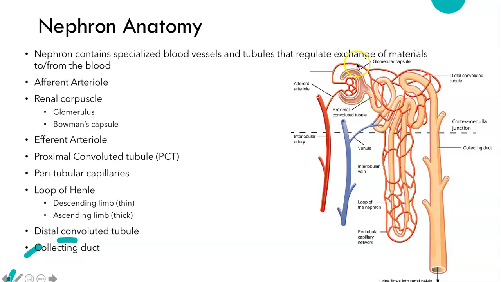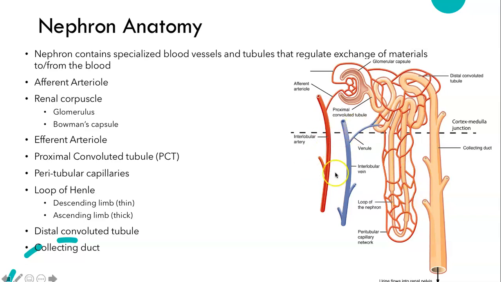That blood continues to branch around the kidneys into a group of capillaries called the peritubular capillaries. These are all these capillaries right here that are branching around. These are called the peritubular capillaries. Now, constant exchange is happening through the peritubular capillaries. That's why they're so close to the rest of the nephron.